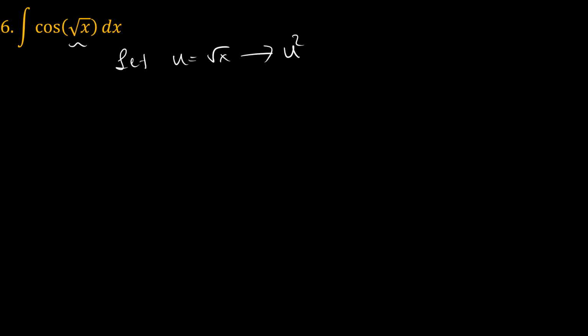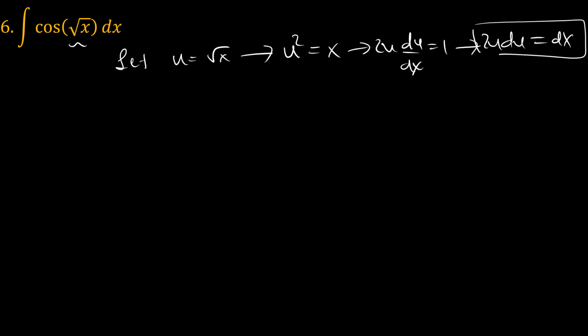So problem number 6, the indefinite integral of cosine of square root of x. We're going to begin by substituting for the square root of x by saying let u be equal to square root of x, and when we square both sides we have u squared equals x, such that 2u du dx equals 1, and therefore we can substitute for dx with 2u du.